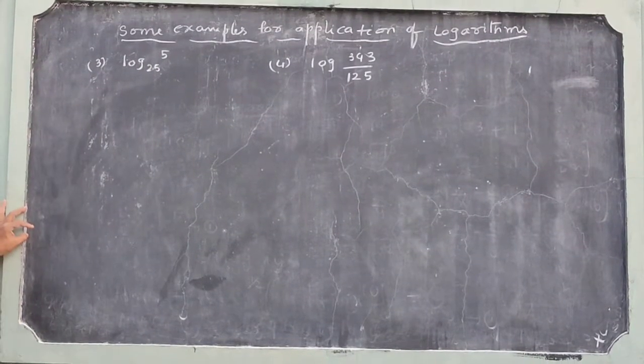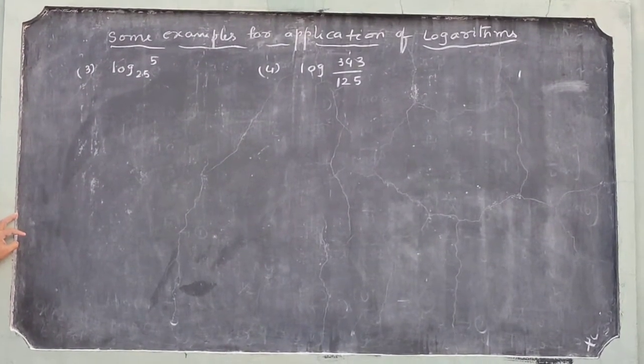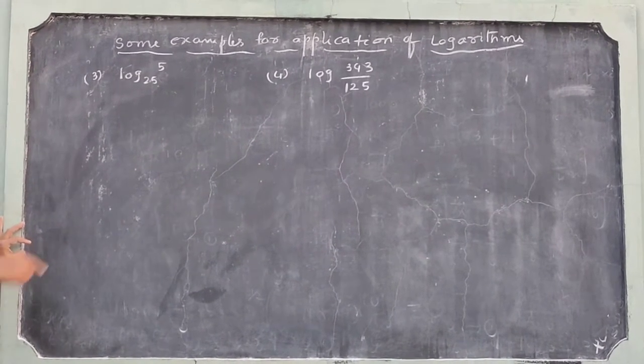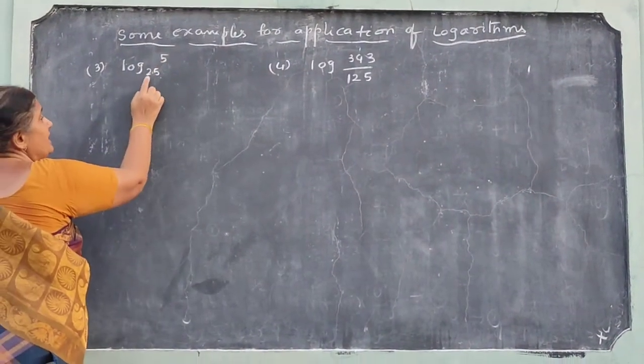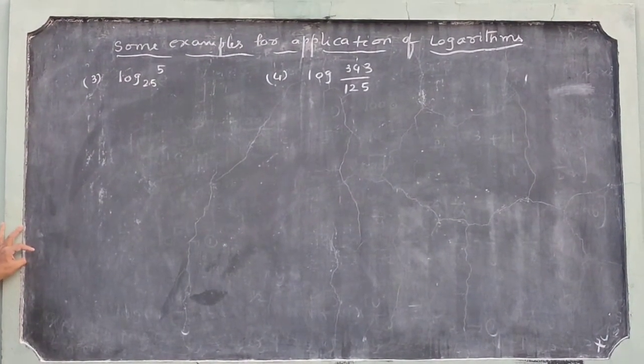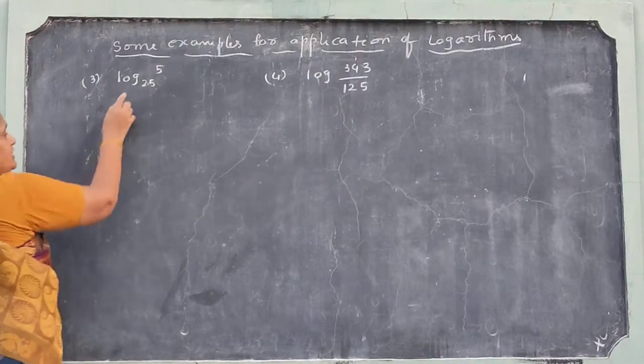How to read this one? Don't read it as log 25 to the power of 5. So how to read this one? The first concept I told: how to read log 5 to the base 25? Once again, read all of you: log 5 to the base 25. How to find out this value?